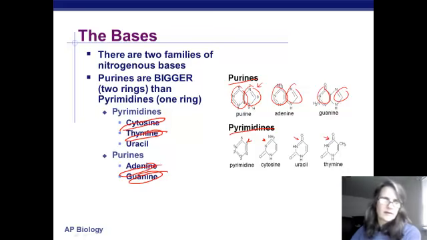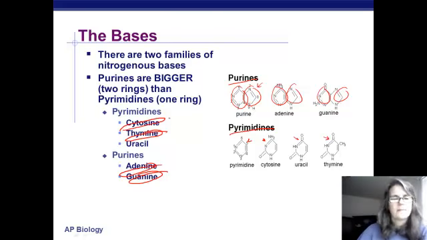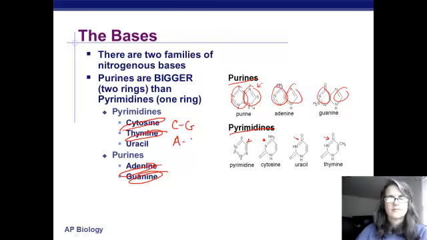Sorry, I'm writing at a weird angle here. Now, please remember from your first year biology, C always pairs up with G. A always pairs up with T. So it's always a purine pairing with a pyrimidine, a big and a small, okay? And I have a terrible time remembering these.